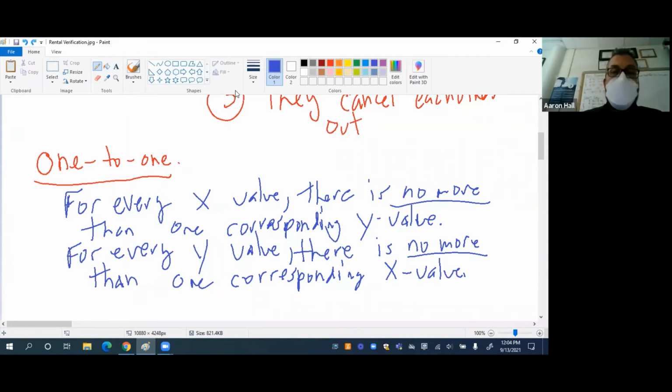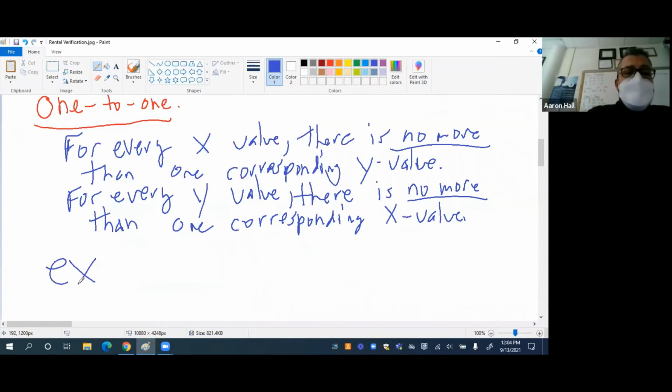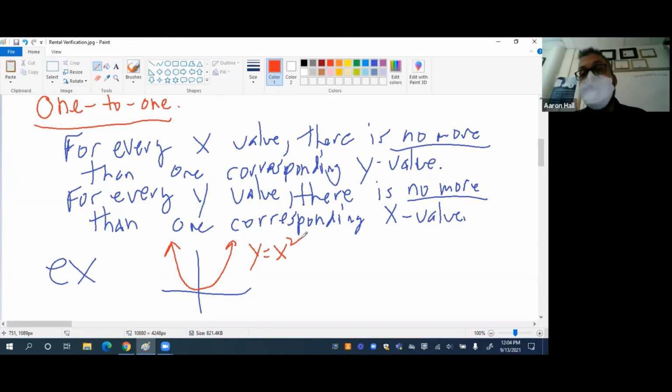So here's an example. I have this graph right here. Is this a function? Yes. This is approximately like y equals x squared, right? It's a quadratic. This is a function. We can do a vertical line test anywhere to see that we cross no more than one time. For every x value, there's no more than one y value assigned to it. All right, is it one-to-one? No. How can we test to see if it's one-to-one?